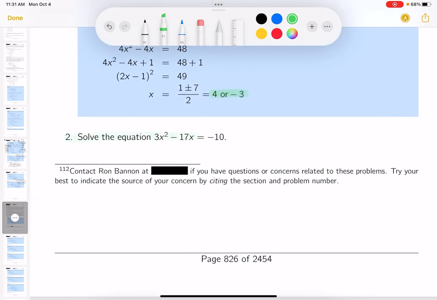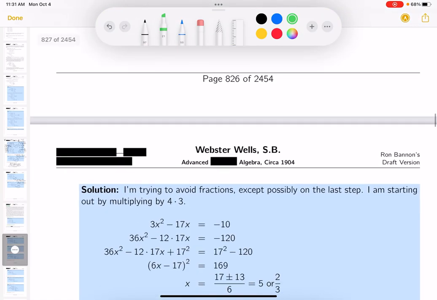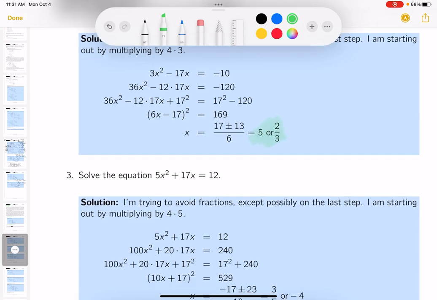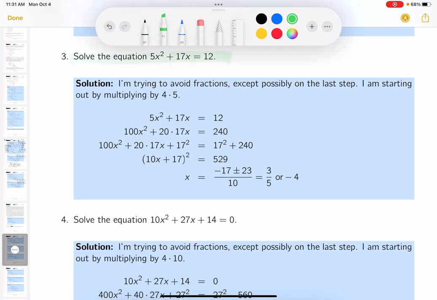This one, what would I do? The zero product rule. What does that mean? Factoring. Right. What else would you do? Completing the square and quadratic formula. All roads should lead to these answers. All right? So forth and so on. Each one of these things should lead to these answers.